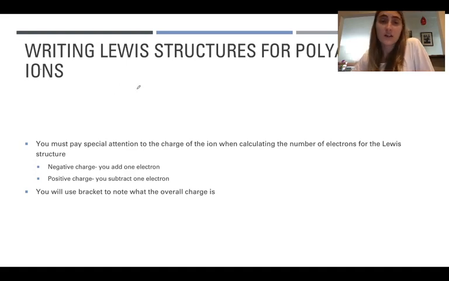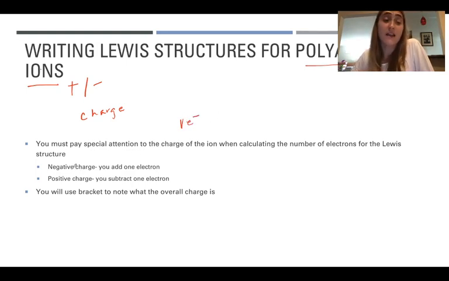Next big idea here is polyatomic ions. So writing Lewis structures for polyatomic ions. We know what polyatomic ions are. Ions are things that have a charge, either a positive or a negative charge. So what you need to do when thinking about polyatomic ions or anything that has a charge is it's going to affect your total valence electron count.